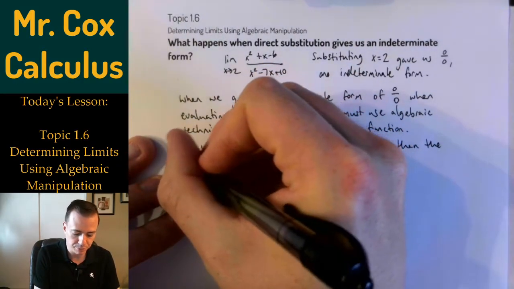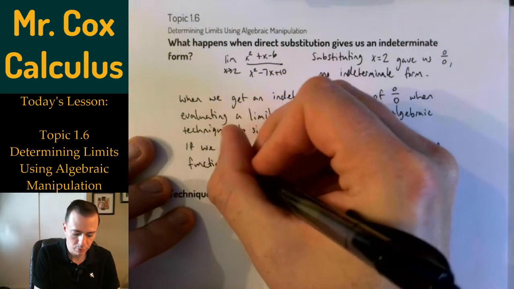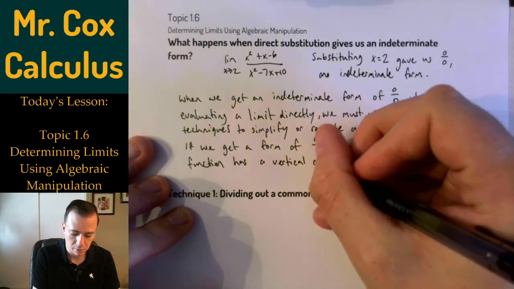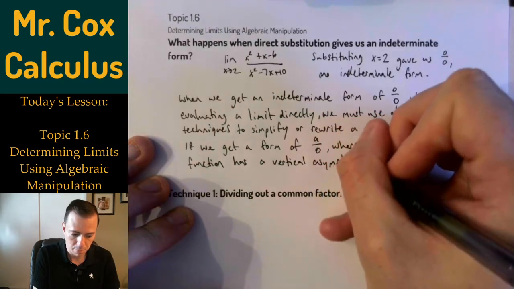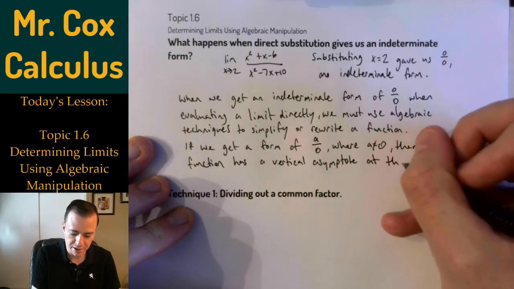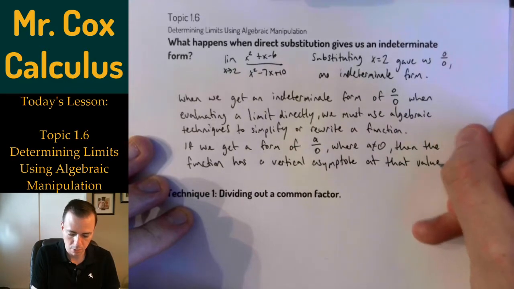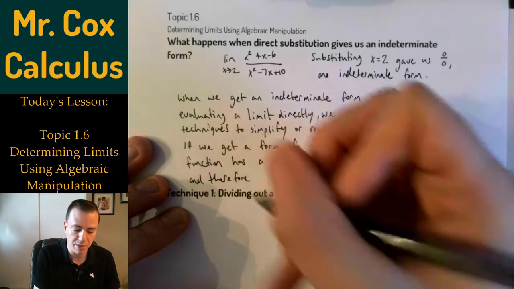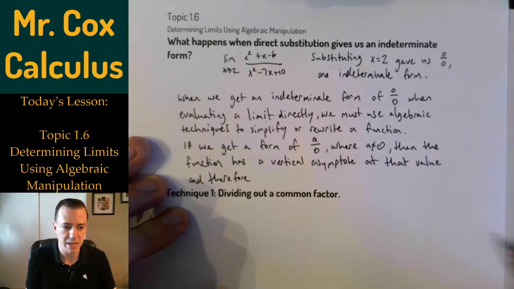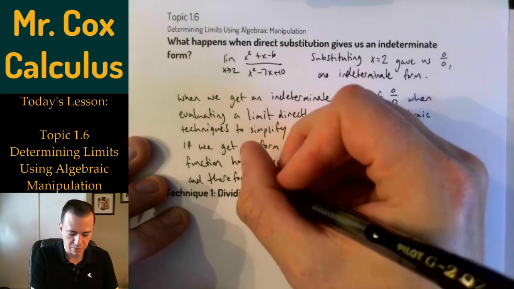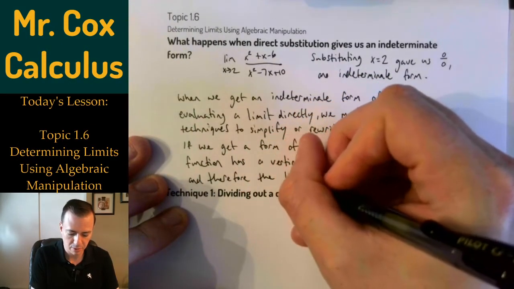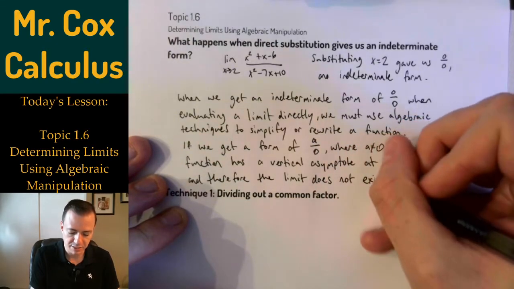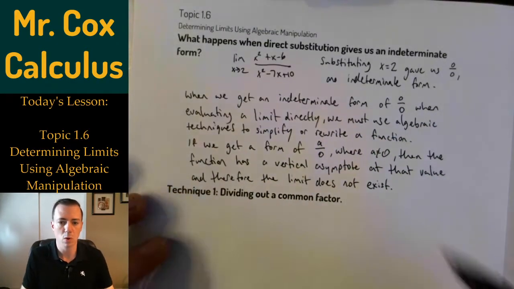that the function has a vertical asymptote at that value, and therefore, if we think back to what we've looked at with asymptotic or unbounded behavior, therefore we're going to be able to say the limit does not exist. And we'll explore that more later in the unit.